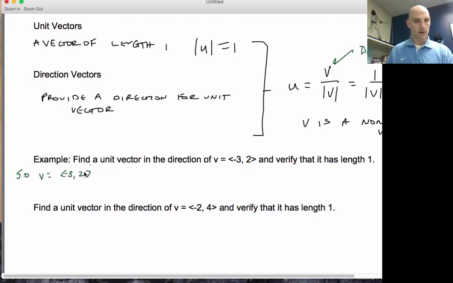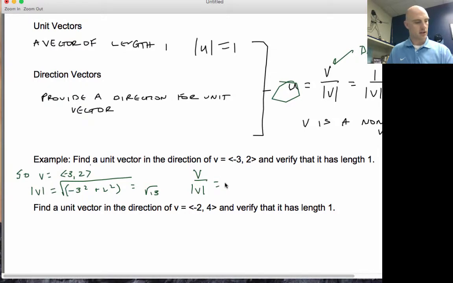And so if I want to find the magnitude of v, it's going to be equal to the square root of -3 squared plus 2 squared, which is equal to the square root of 9 plus 4, so the square root of 13. And so if I've got a unit vector like this, v over the magnitude of v is equal to -3 over root 13, comma 2 over root 13. Okay, so that is a unit vector in the direction of v equals -3, 2, and we verify that it has length 1. So what does that mean?